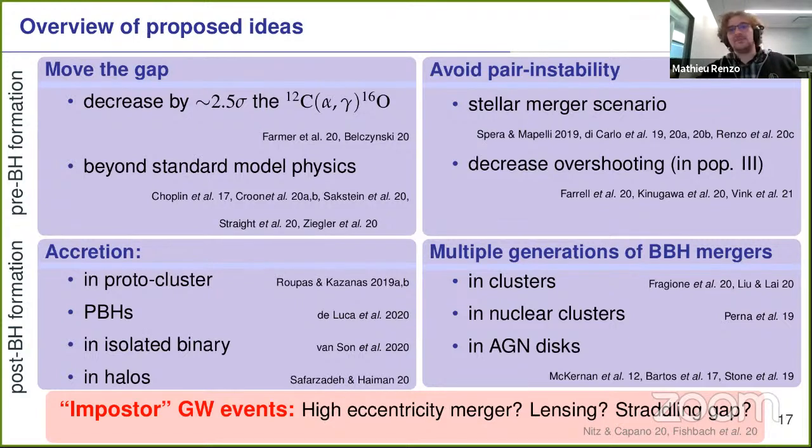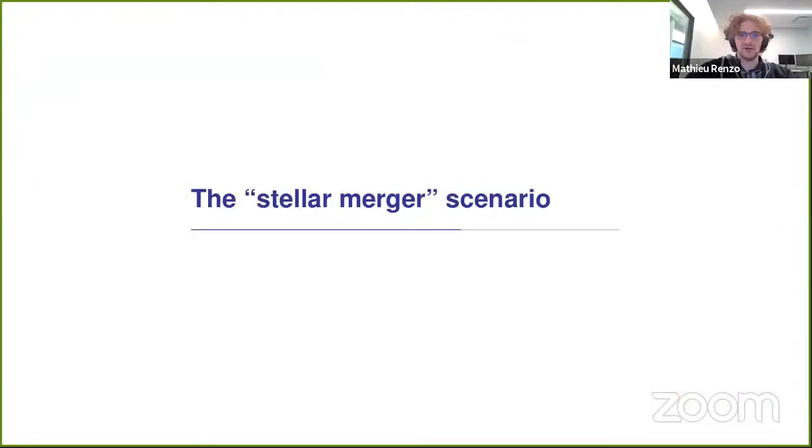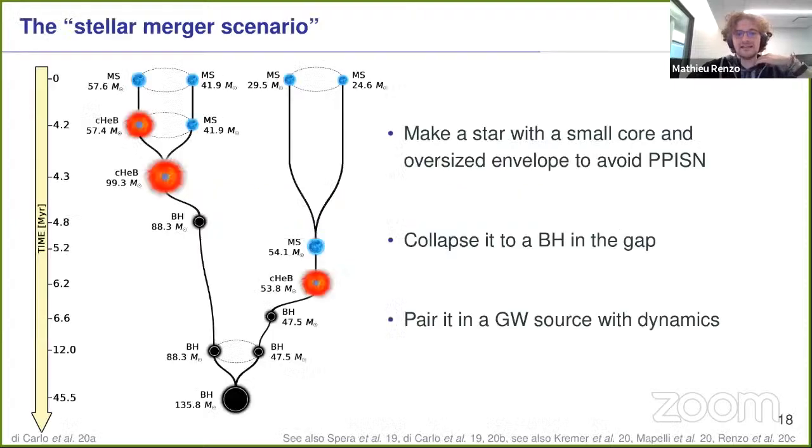But just because it's a very hot topic and LIGO is finding and will continue finding these black holes, I think it's interesting to look a little bit more in detail to some of these scenarios to see what we can learn and if we can confirm that. And in particular, I would like to focus on the stellar merger scenario, which uses dynamics in a cluster to merge stars and create a weird stellar structure that can avoid the pair instability. So the idea was originally proposed by Spera et al. in 2019, based on N-body simulations of clusters.